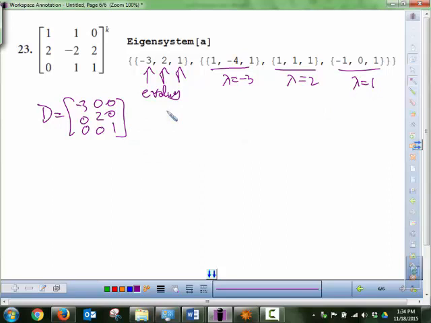So if we just put that in that specific order, our P matrix is going to be, for negative 3, it'll be 1, negative 4, 1. Remember, I have to write these as column vectors for my matrix, or columns for my matrix. The middle one is 2, so I have a 1, 1, 1. And then the last one is 1, so I have a negative 1, 0, 1.